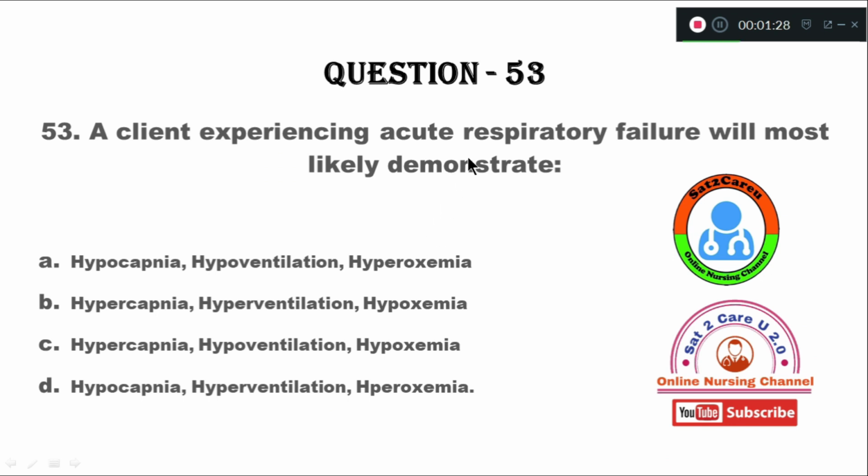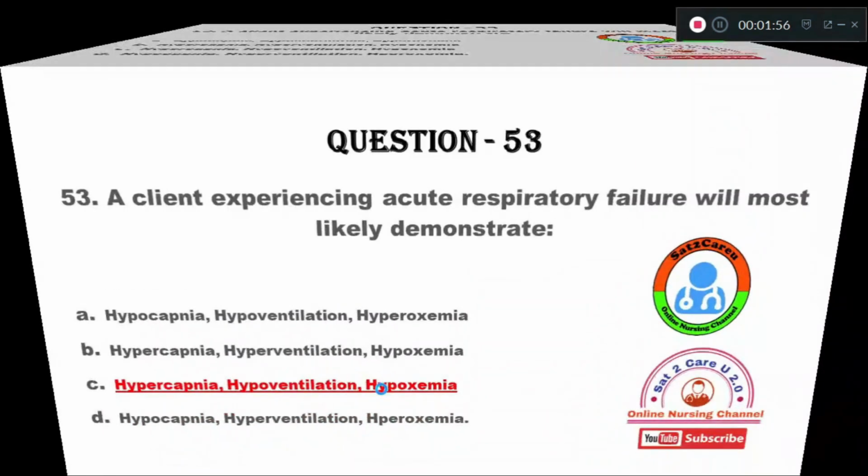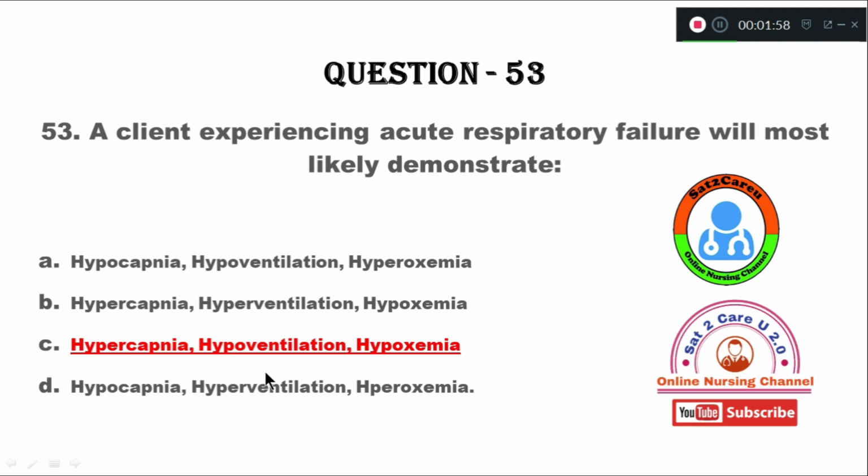Next question. A client experiencing acute respiratory failure will most likely demonstrate option A, hypocapnia, hypoventilation, hyperoxemia. Option B, hypercapnia, hyperventilation, hypoxemia. Option C, hypercapnia, hypoventilation, hypoxemia. Option D, hypocapnia, hyperventilation, hyperoxemia. So in respiratory failure, the client will likely demonstrate hypercapnia, hypoventilation, hypoxemia.